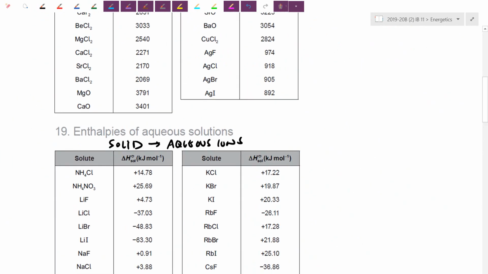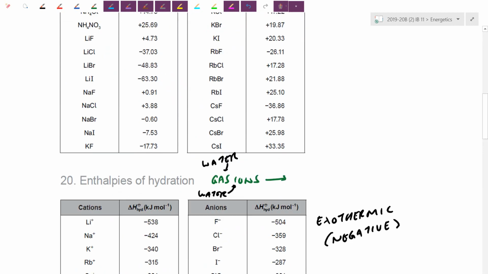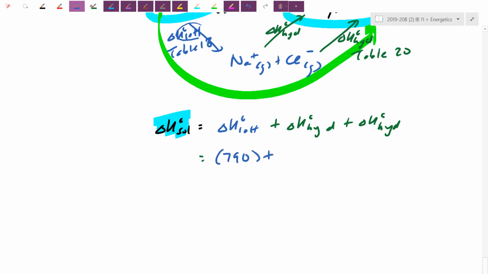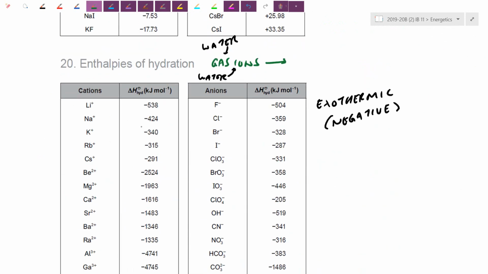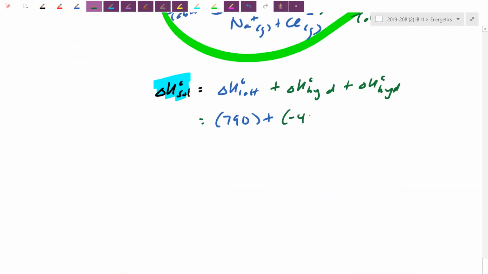So lattice enthalpy of NaCl. I look at Na, I look at Cl, it was 790. So that one there is going to be 790. Hopefully you have the table in front of you so you don't have to do the scrolling. 790 plus the hydration enthalpy. We're going to do sodium and chloride. So sodium is going to be negative 424, negative 359.